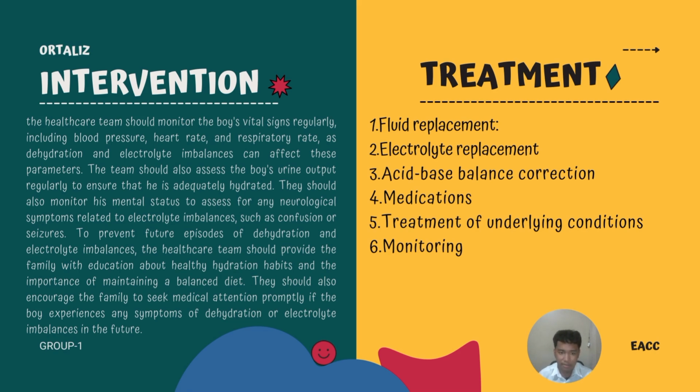Next is electrolyte replacement. They should replace the lost electrolytes based on the imbalance that they need to replace. For example, if the patient has a low sodium level, they should administer a fluid containing sodium. Next is acid-base balance correction. So depending on the specific acid-base imbalance, different treatments may be required. For example, for acidosis, bicarbonate may be administered. For respiratory acidosis, the underlying respiratory condition may need to be treated, such as with supplemental oxygen.